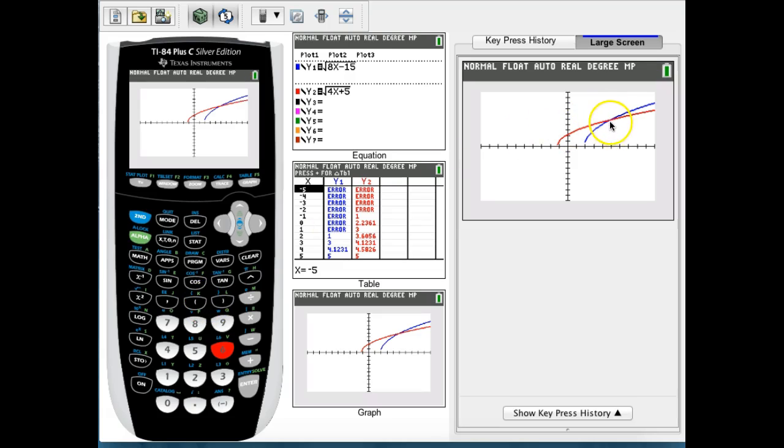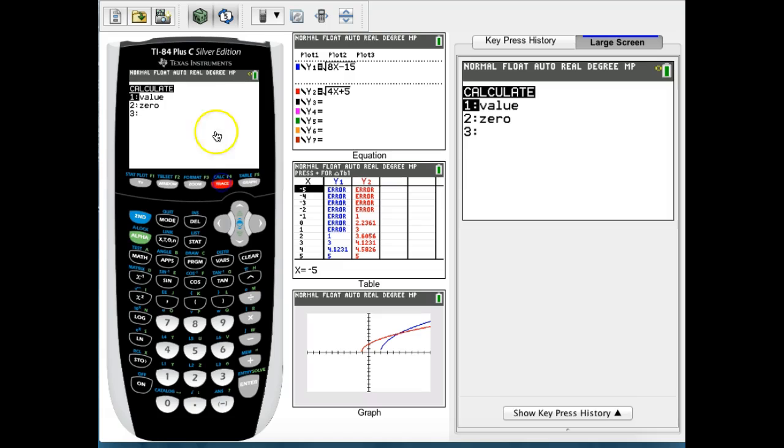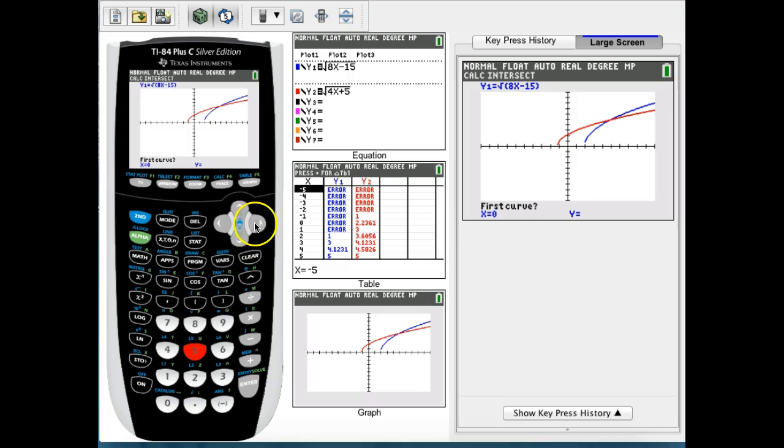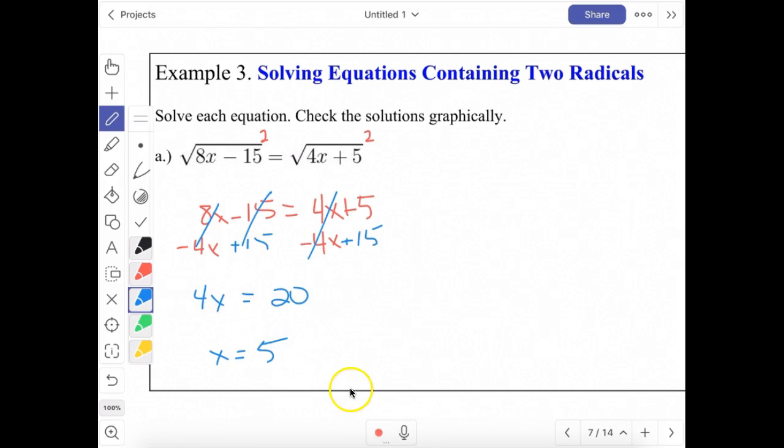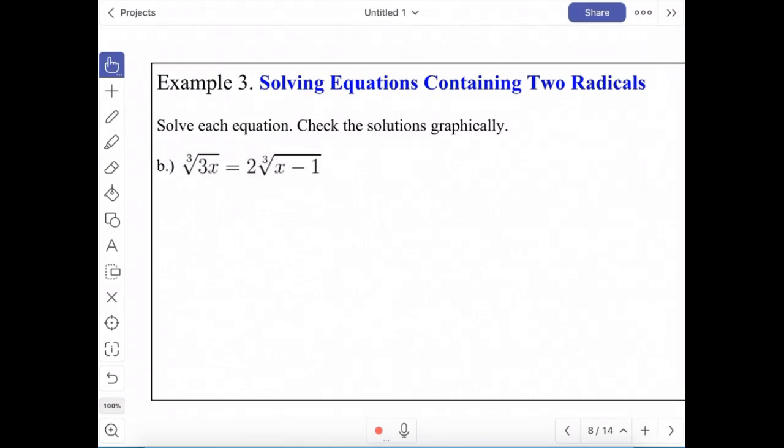Now, where these two things cross, if I want to find that intersection, I can do second, calculate. That fifth option there is intersect, so I'm going to hit that. My first curve, you want to get somewhere close to where you think they may be intersecting. Second curve, take a guess. Intersection is at x equals 5, which is what we came up with. So that's a good thing. X equals 5, we checked it. Good to go.